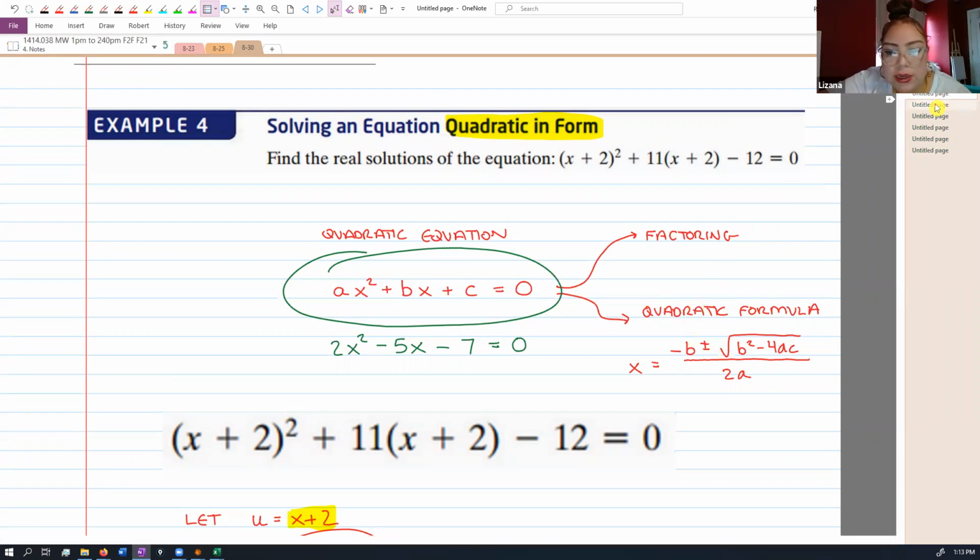When did you say it's necessary to check it? If you ever raise both sides of an equation to an even power. So if you square both sides, if you raise both sides to the 4th power or 6th power, then you always have to check your answers because some of them may not work. Okay.